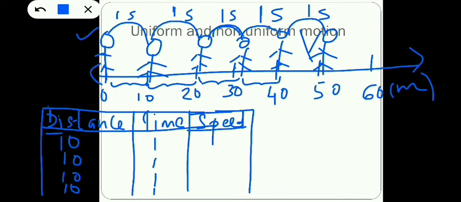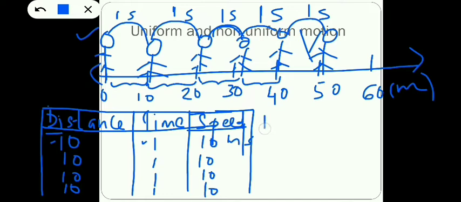Now, just find out the speed here. What is the equation or formula to find out speed? Yes, it is distance divided by time. So what is the distance? 10 meter. What is the time? 1 second. So what will be speed? Distance by time, 10 meter per second. That will be the speed here. Again, for the second data, what is the speed? Again, it is 10. For the third case, it is 10. For the fourth case also, it is 10. So, for all the time intervals, the speed is same. And what is that? 10 meter per second.